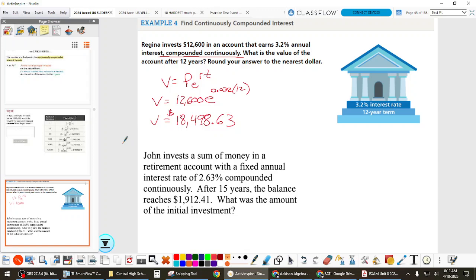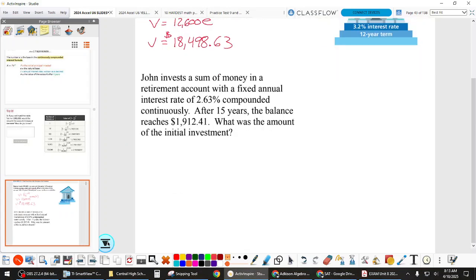How'd that one go? I mean, it's really just recognizing that it says continuous, and then you're good from there. All right, next one. So we read again continuous. So start with your equation.